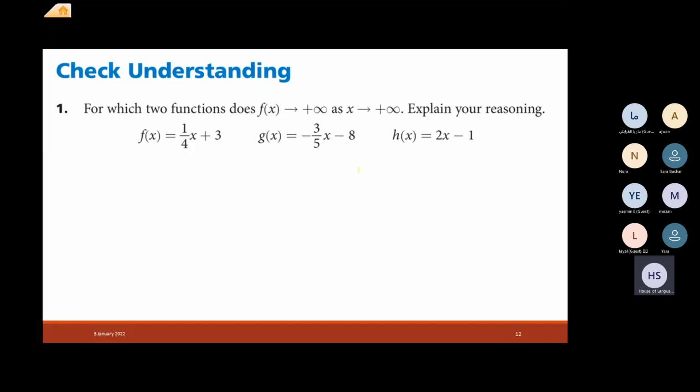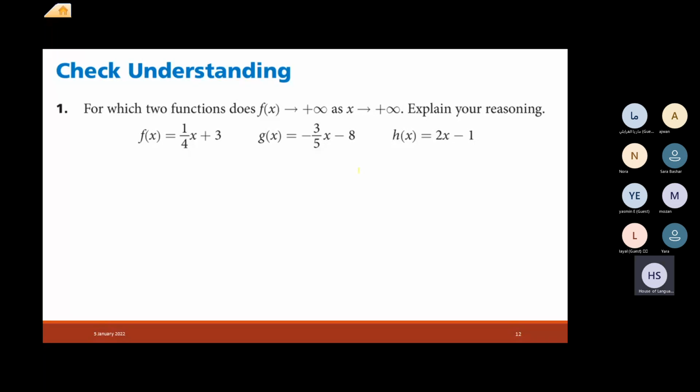Now, for which two functions does f of x approach positive infinity as x approaches positive infinity? Hello. Here, which function? Let's look at the first function. If f of x approaches positive infinity, so x approaches positive infinity, true or false? Which one? Yes, and x approaches positive infinity. The first one, true or false?